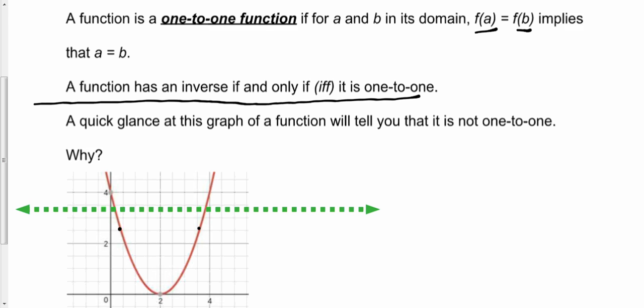Is x cubed one-to-one? Yeah. X cubed is one-to-one. It passes the horizontal line test. Are all cubic functions one-to-one? Not necessarily, because some cubic functions do this. We've seen that before in algebra, right? Is that function one-to-one? No. It's not one-to-one.